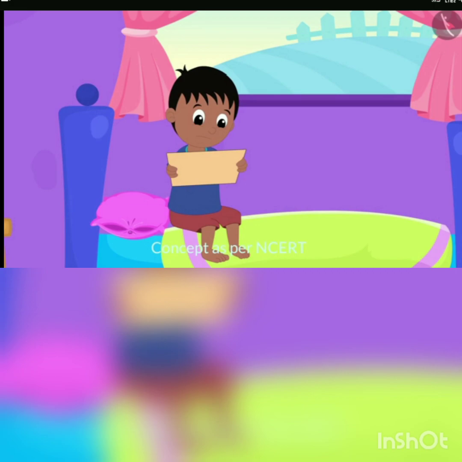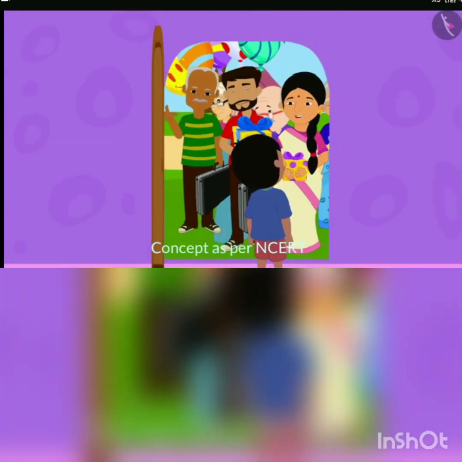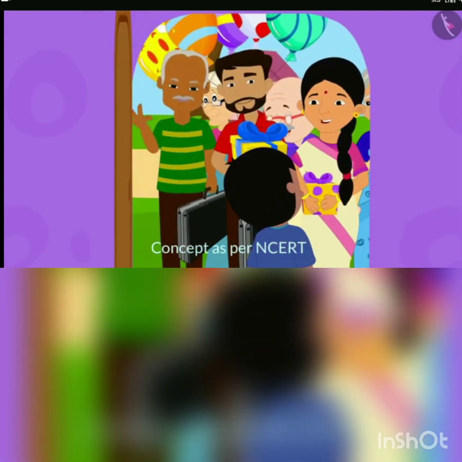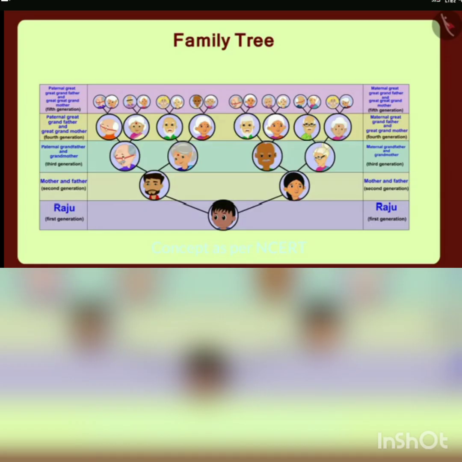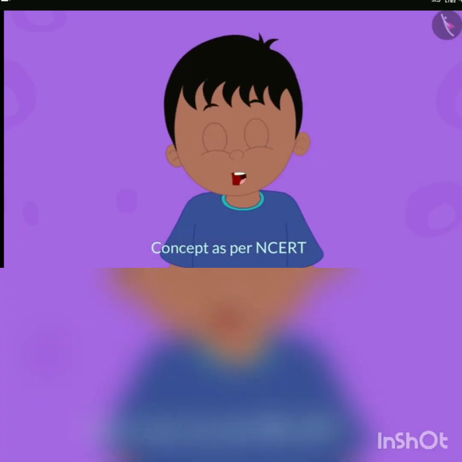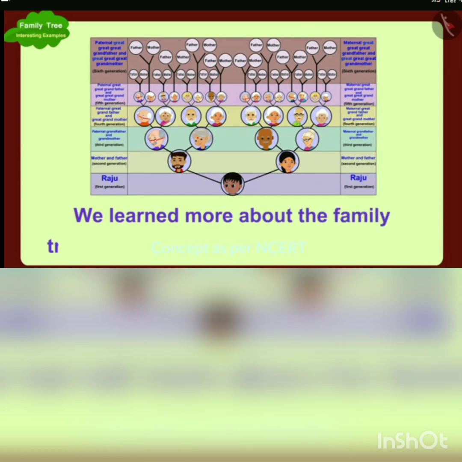Just then, Raju's doorbell rang. When Raju opened the door of the house, he saw that the relatives whom he had till now only seen in that family tree were now in front of his eyes and had come to celebrate his birthday. Children, in this video we learned more about the family tree through some interesting examples.